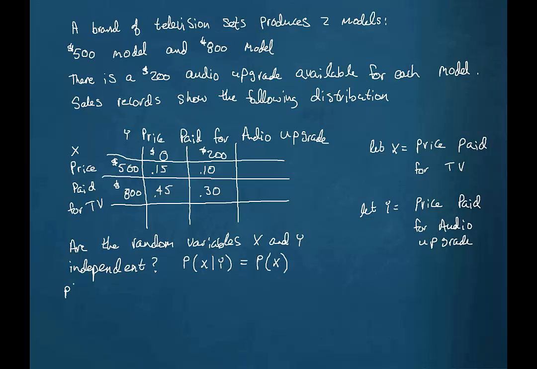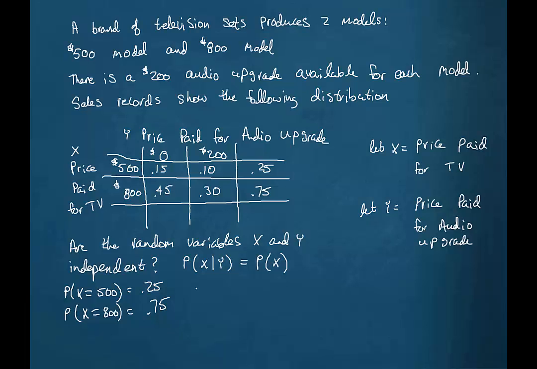Let's find the probability that x is equal to 500. The probability that x would be equal to 500 would be these two probabilities added together, so 0.25. In other words, in this row, x is 500. The probability that x would be equal to 800 would be the sum of these two, so we have 0.75. And that makes sense because this gives us a sum of 1.